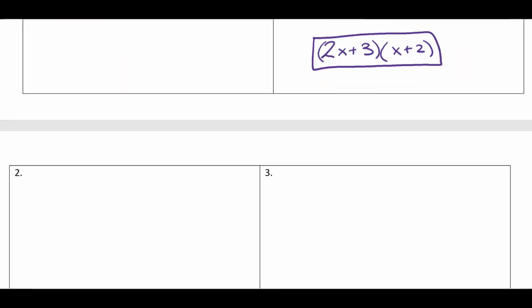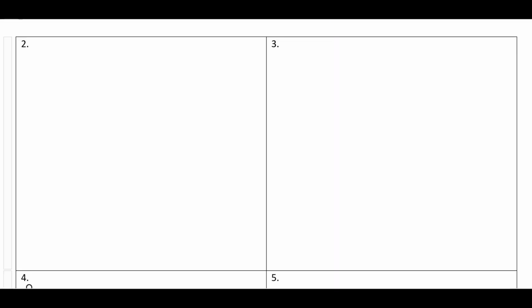Okay, so let's try number 2. So number 2 is going to be 3x squared minus 8x minus 11. So I'm going to get you started on this one. So of course you should remember that the first thing we need to do is find our factors of a and c. So our factors of a are going to be 1 times 3, and our factors of 11 are 1 times 11. So what I want you to do is pause the video, and see if you can figure out where these pieces are going to go in our puzzle. When you're ready, turn the video back on.